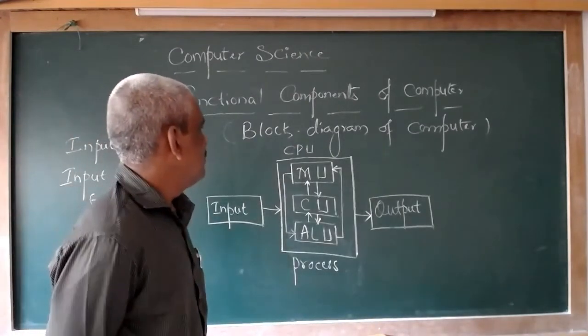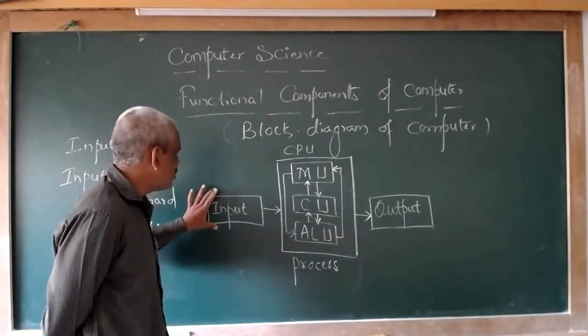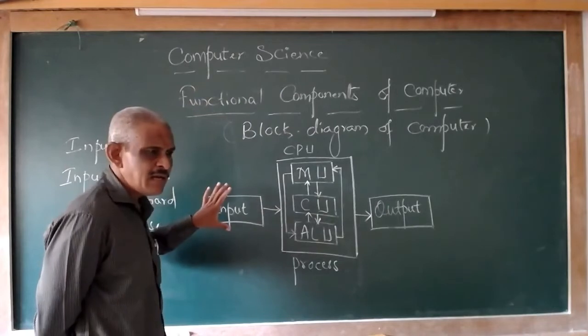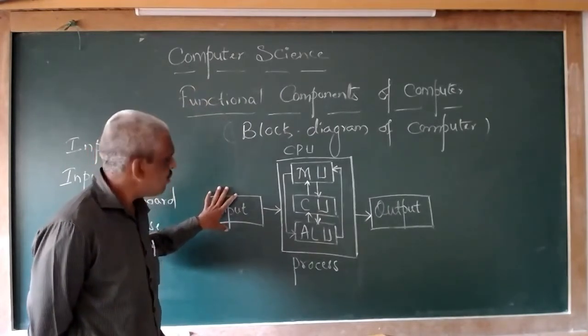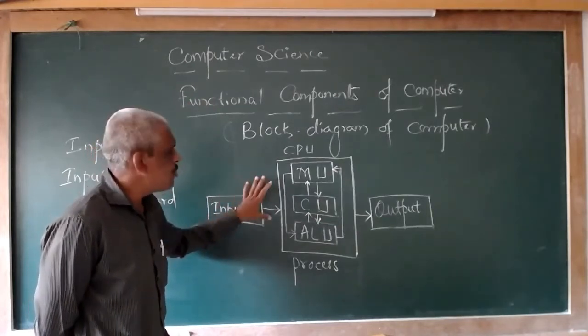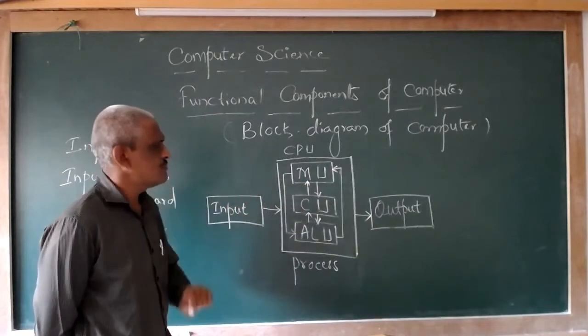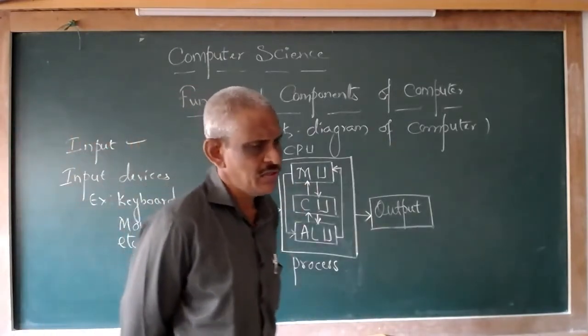Then the first block is completed. Now we know what is input, what are input devices, and what is the function of that, and the examples are completed. We know about this first block. Now we move on to the second block. That is CPU, Central Processing Unit.